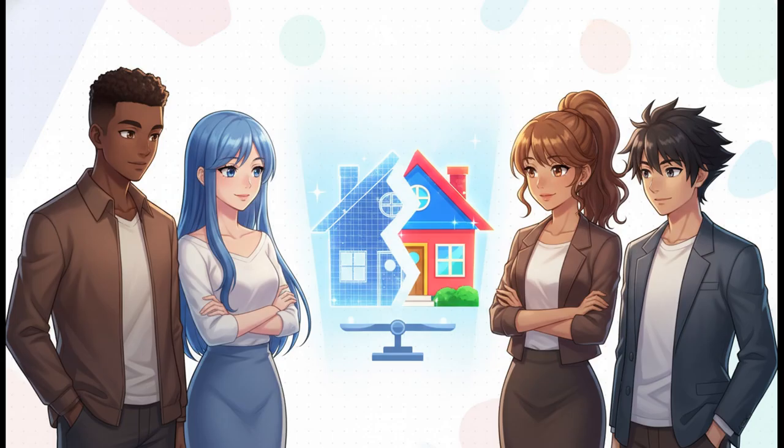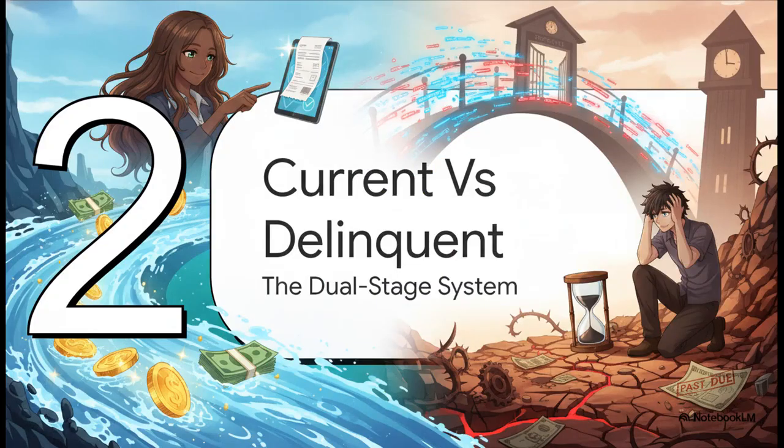Instead, the local assessor determines your assessed value, also known as your state equalized value, which is generally 50% of your market value. Under Michigan law, your actual property tax bill is calculated by multiplying your taxable value, which stems directly from this assessed value, by the local millage rates. Make sense? Moving right along to Section 2, current versus delinquent taxes.